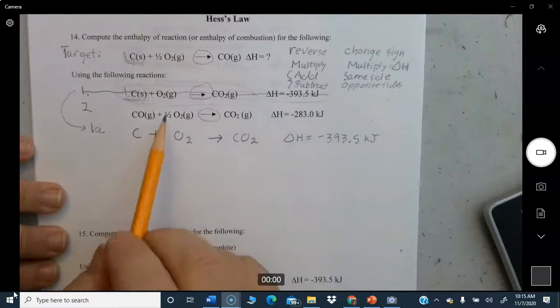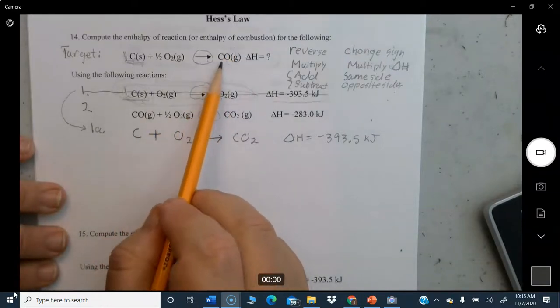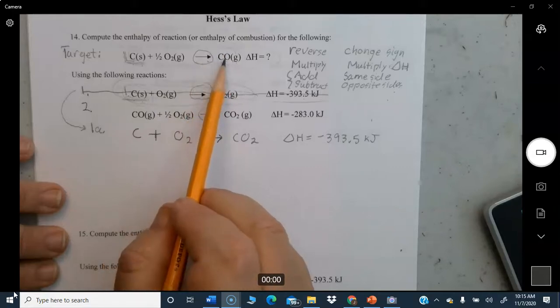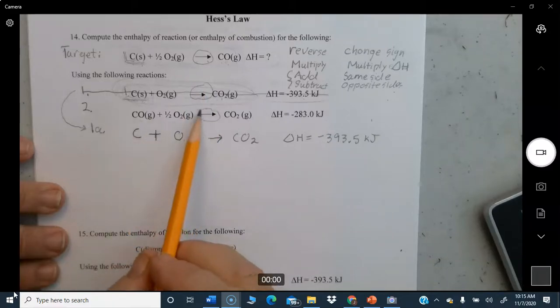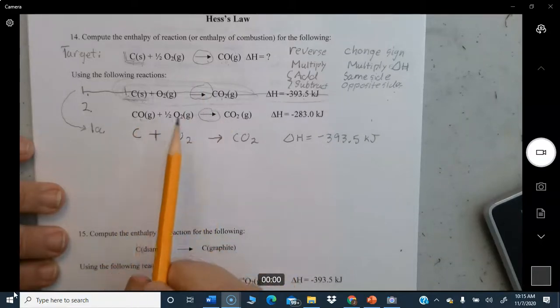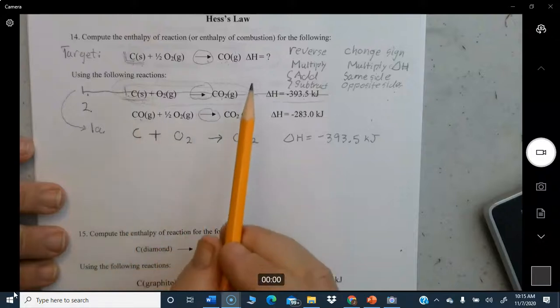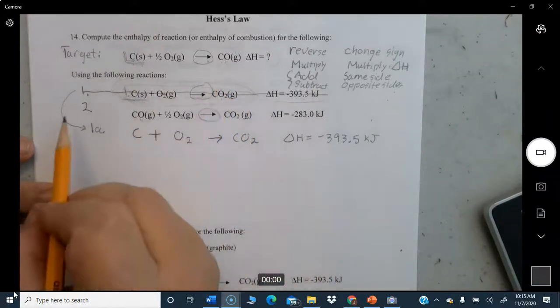Now, we come down here. We have CO. If we look at our target, we have CO. There's 1 mole of it, and it's on the right-hand side of the arrow. It's off to the right of the arrow. Here I have 1 mole of CO in equation 2, but it's on the left-hand side of its arrow. So what we're going to do is reverse this. We're going to turn this around so that the CO goes over to the right side, so it will be where it should be there. So we're going to come down here.